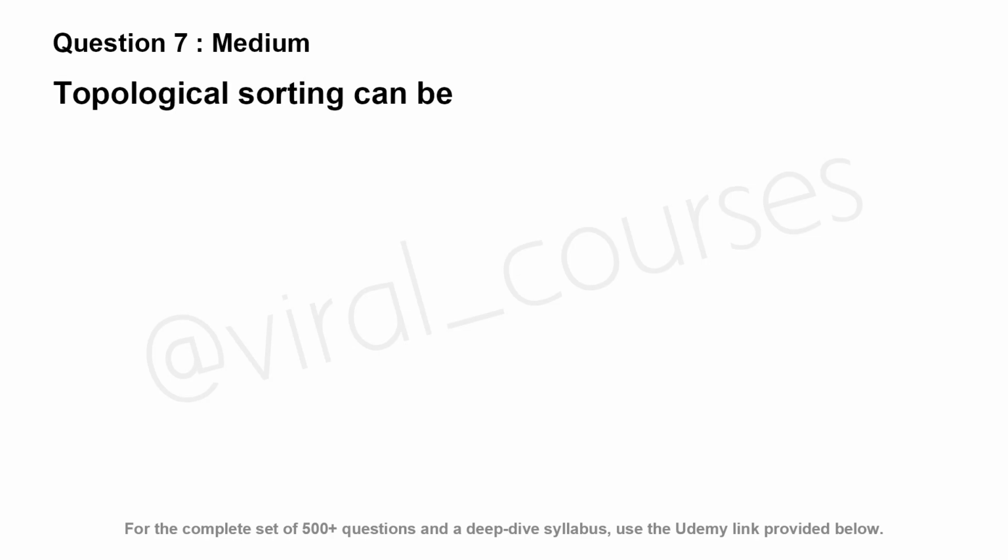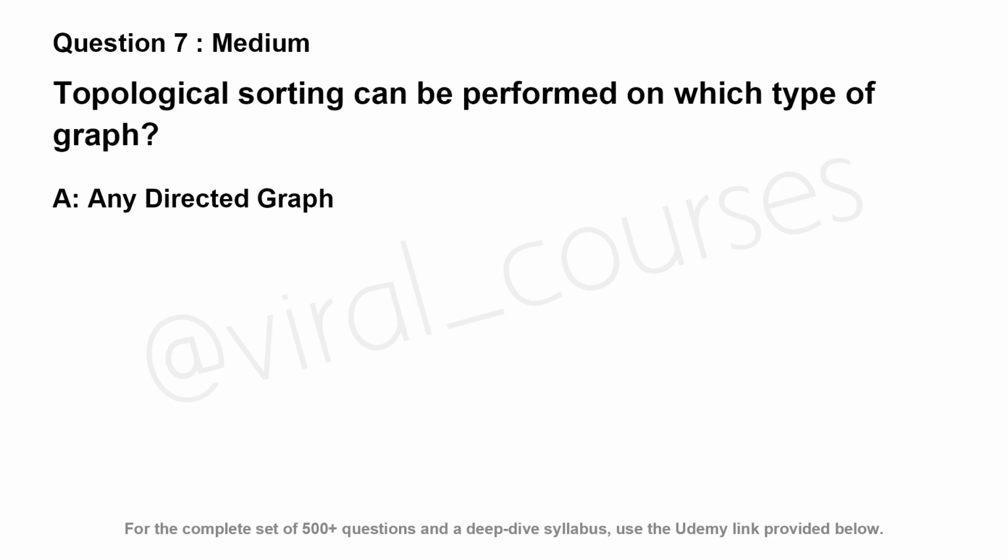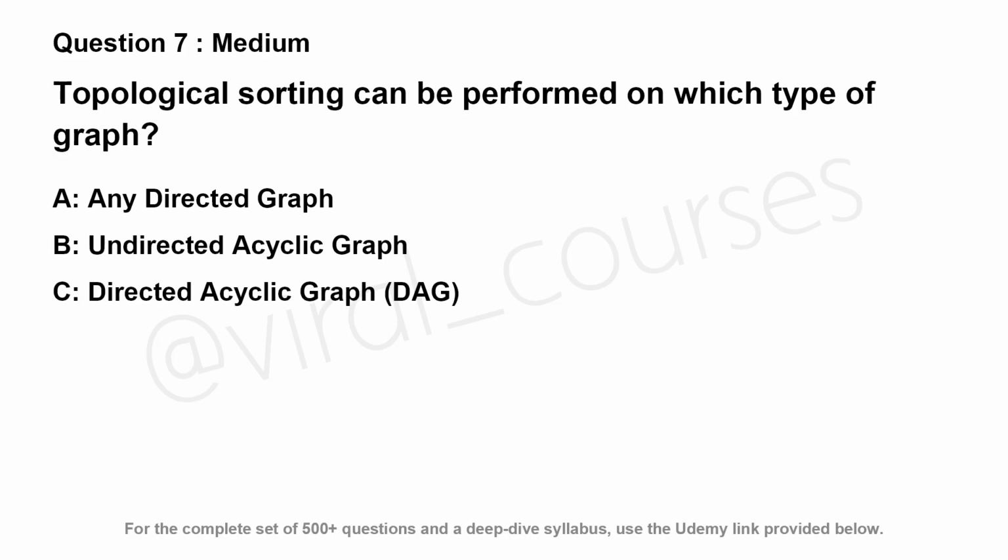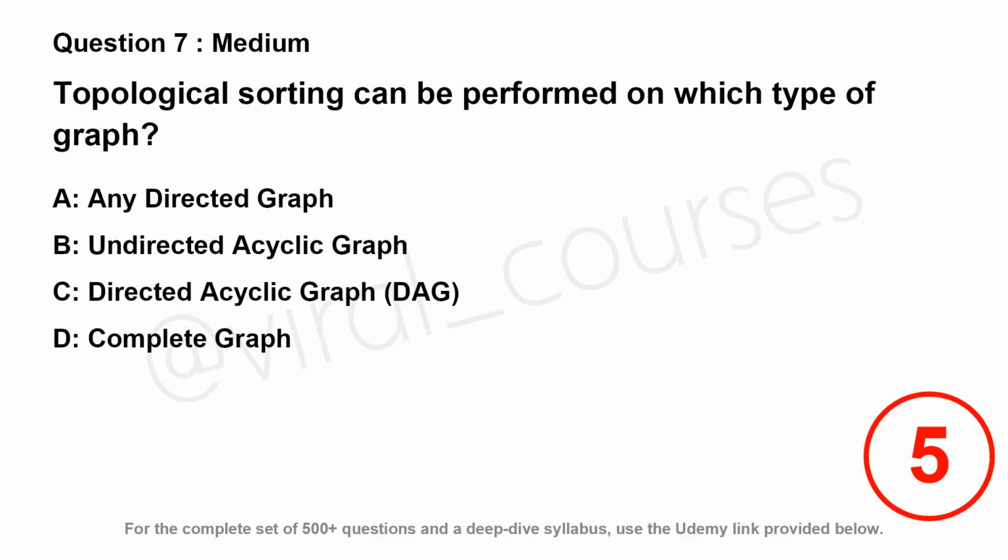Topological sorting can be performed on which type of graph? Option A, any directed graph. Option B, undirected acyclic graph. Option C, directed acyclic graph, DAG. Option D, complete graph.